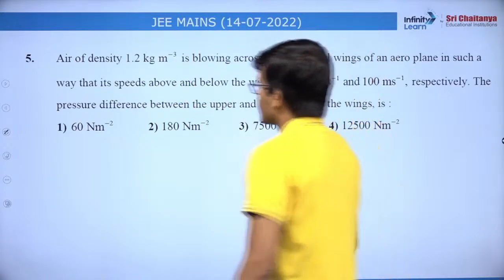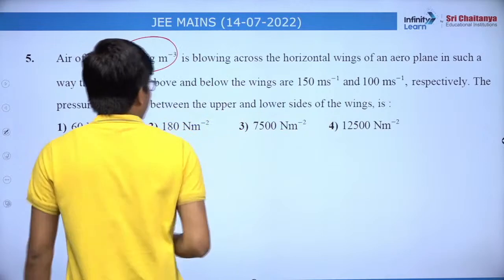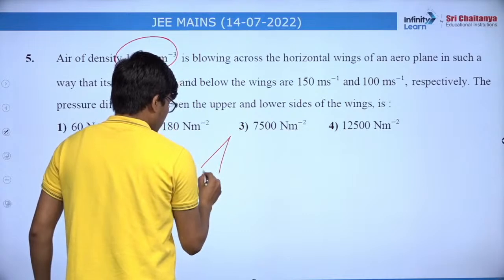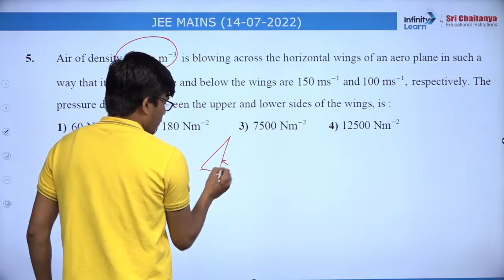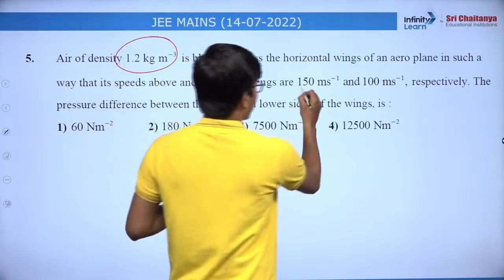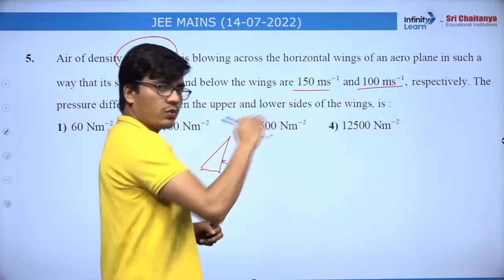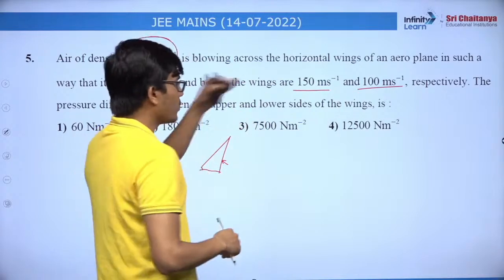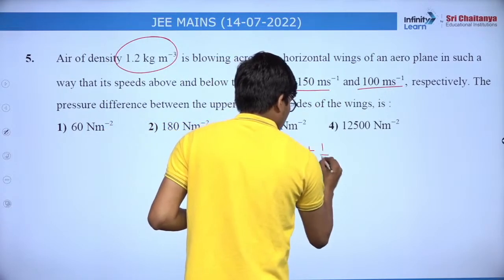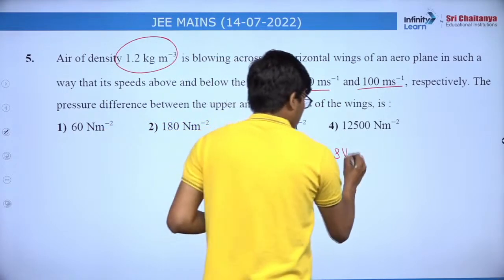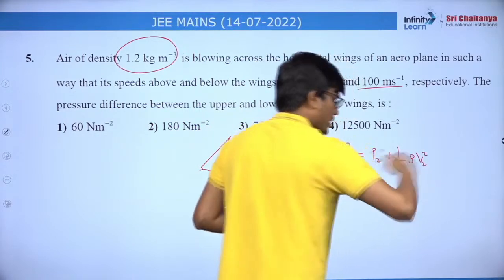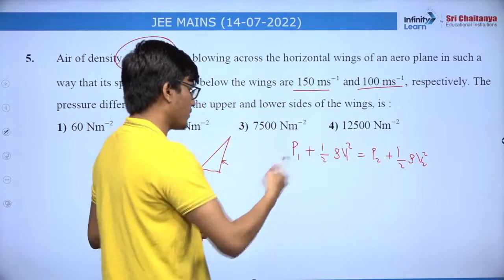Moving ahead. So density of air, this is a question from Bernoulli's theorem, right? Like if you are having a wing, below the wing there is some speed of air, that is 150, and above it is 100. Okay, above it is 150 and below it is 100. So you know that according to Bernoulli's theorem, the total mechanical energy should be constant, and we are talking about a wing, so potential energy at both levels will be the same, right? So I am not writing that term.